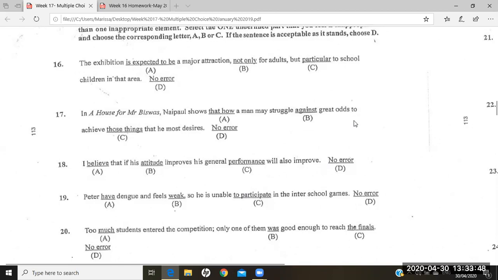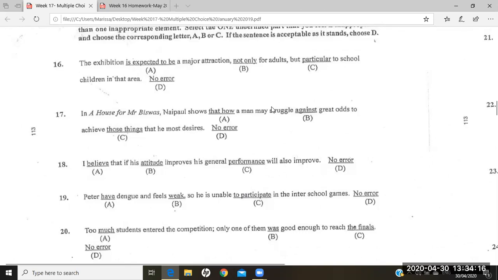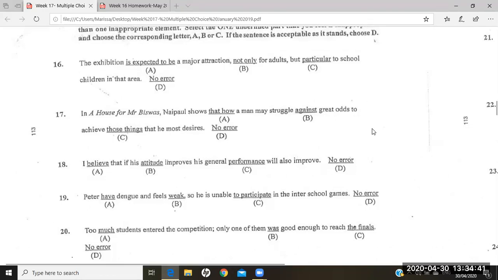Number 17. In A House for Mr. Biswas, Naipaul shows that how a man may struggle against great odds to achieve those things that he most desires. Look at it again. Do you think anything is sounding wrong with that sentence? A. The answer is A. Good. What's wrong with A?